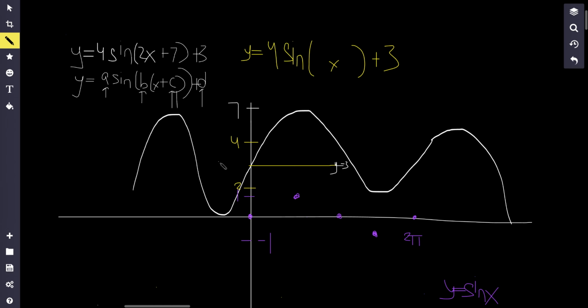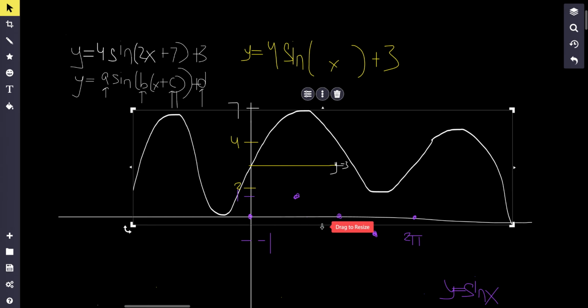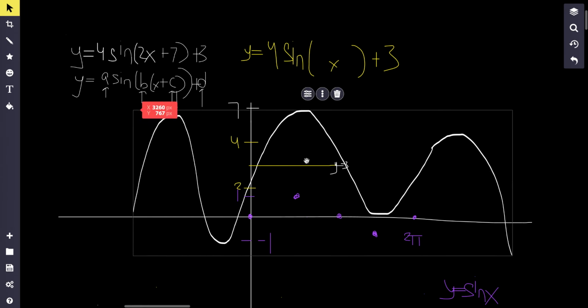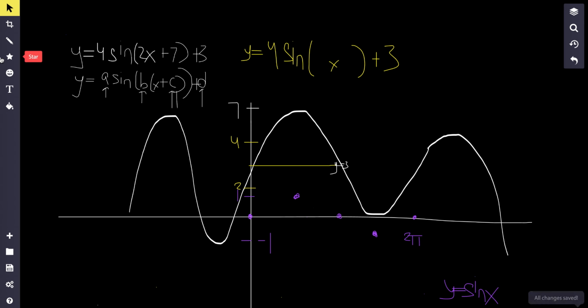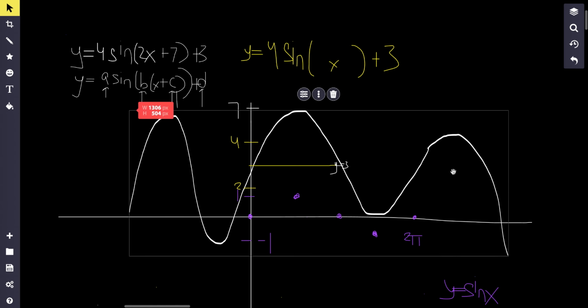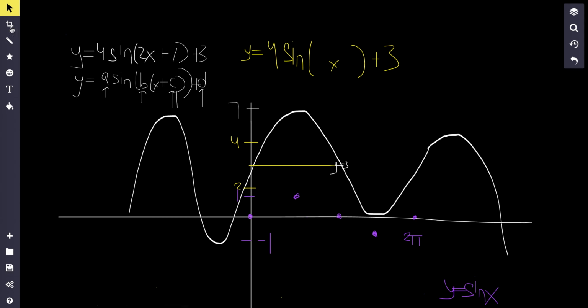And our amplitude is the same thing when we're going downwards. So let me move this down like this. Notice that the distance from the midline to the lowest point is also 4 units down. Because our midline is at y is equal to 3, 3 minus 4 gives us -1, which is our new minimum point.